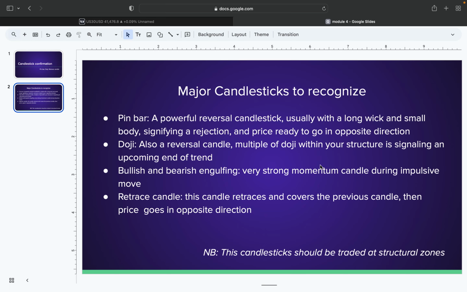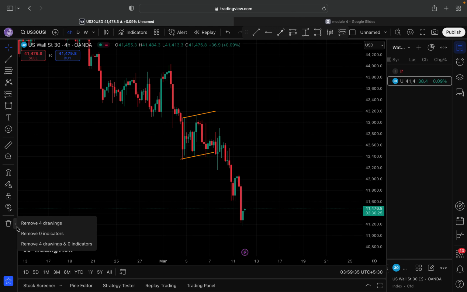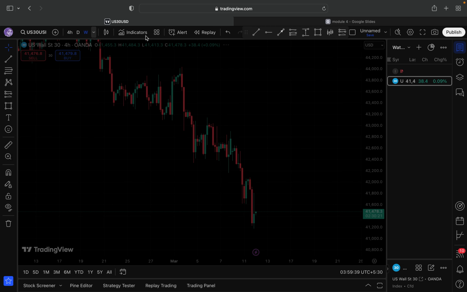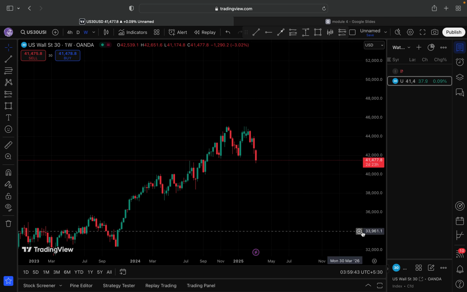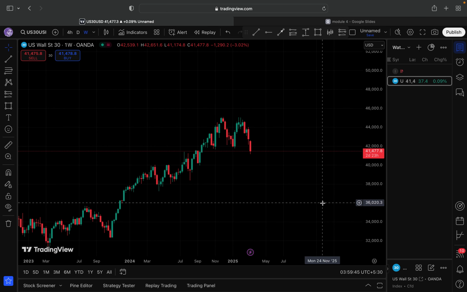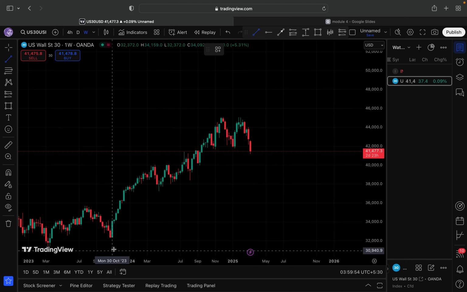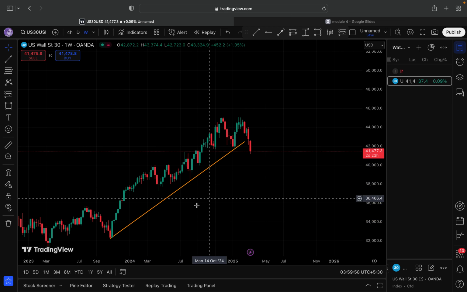The next is the retrace candle. I think this is one of my favorites. When you have a retrace candle occurring on a higher time frame, even if it's just two touches, you have a retrace candle occurring there. That is good money on the line.